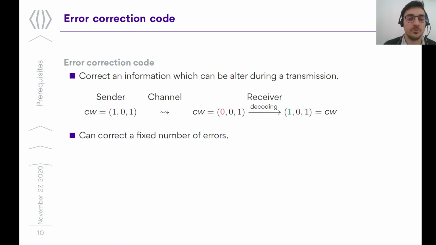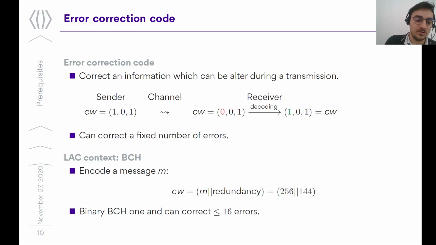I need to introduce error correction code. An error correction code can correct information which can be altered during a transmission. So suppose the sender wants to send the code word 101 through a noisy channel. The receiver receives the code word 001, which is different from the original message, but by using a decoding algorithm, it can retrieve the original message, which is 101. This kind of code can correct only a fixed number of errors.